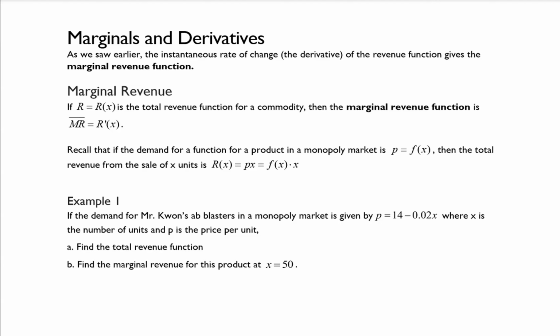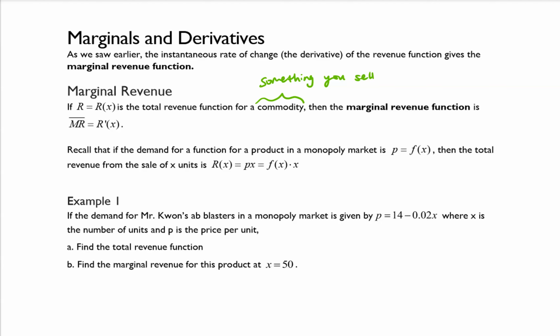As we saw earlier, the instantaneous rate of change, or the derivative of the revenue function, gives the marginal revenue function. When we're talking about marginal revenue, if R equals R of x is the total revenue function for a commodity, then the marginal revenue function is MR equals R prime of x, or the derivative of the revenue function. And if you didn't know, a commodity is usually something that you sell. It could be a service or a product or an item.